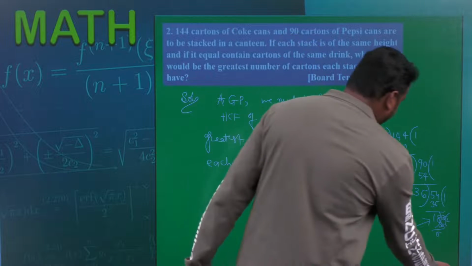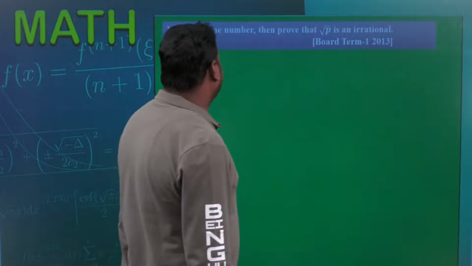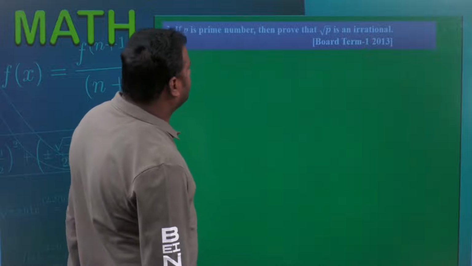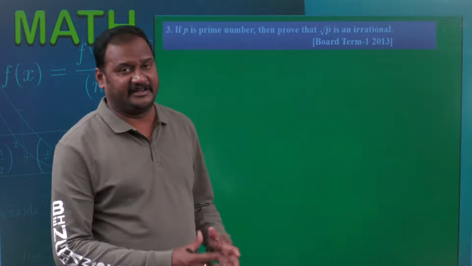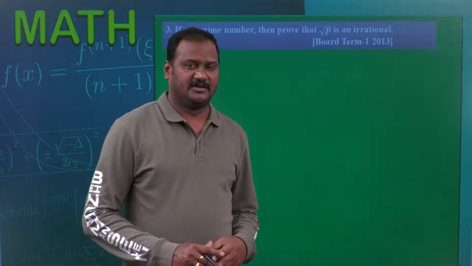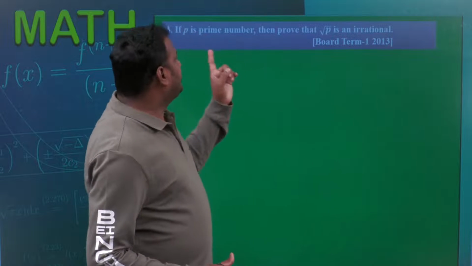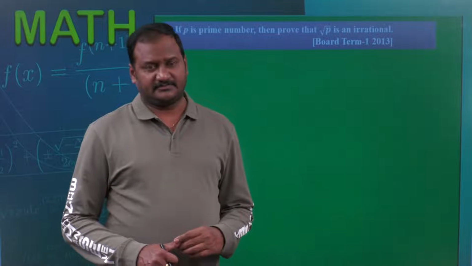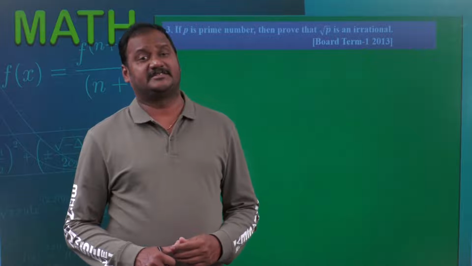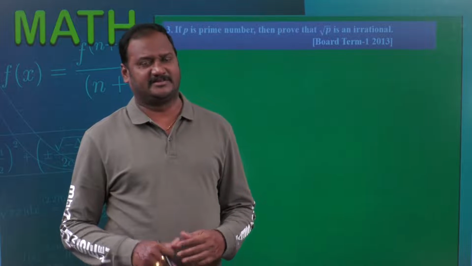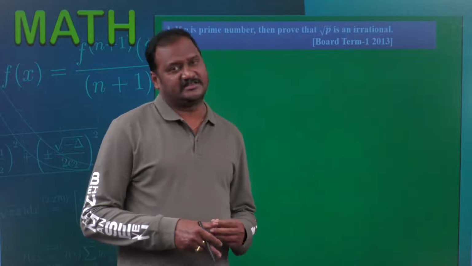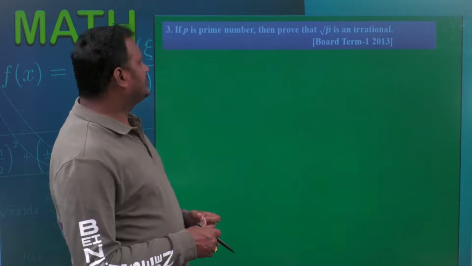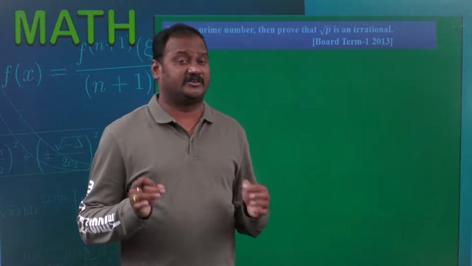Next, moving on to the next problem. The next problem is, if p is a prime number, then prove that root p is an irrational number. This is one of the problems that we discussed in the very beginning of this module. How to prove that root p is an irrational number, provided p is a prime number. Prime number means root over 2, root over 3, root over 5, root over 7, these kinds of numbers. So now I'll give you one systematic proof. Please do remember and concentrate.